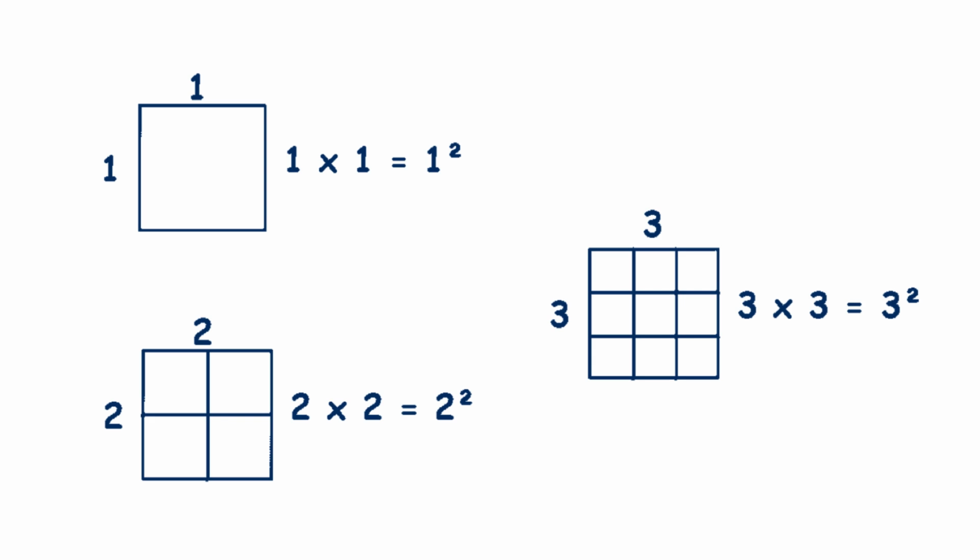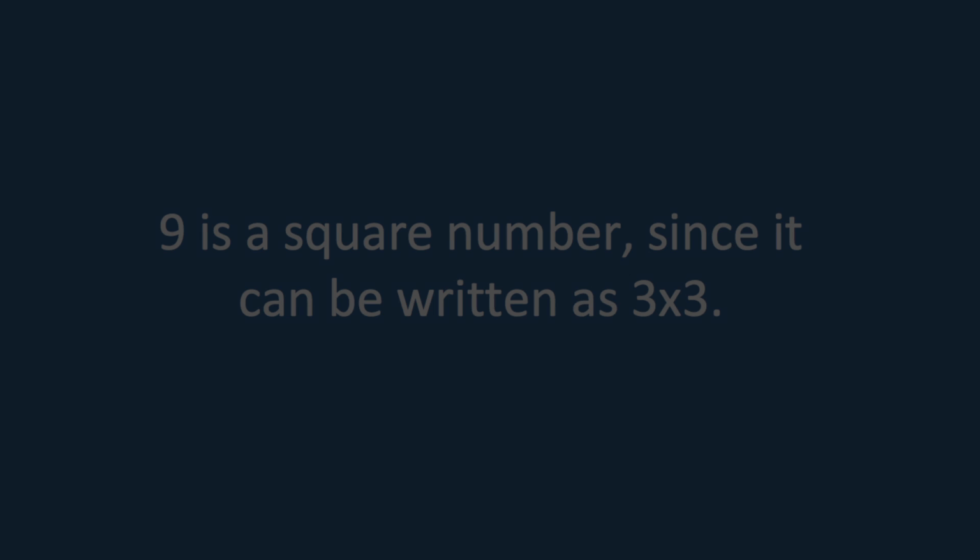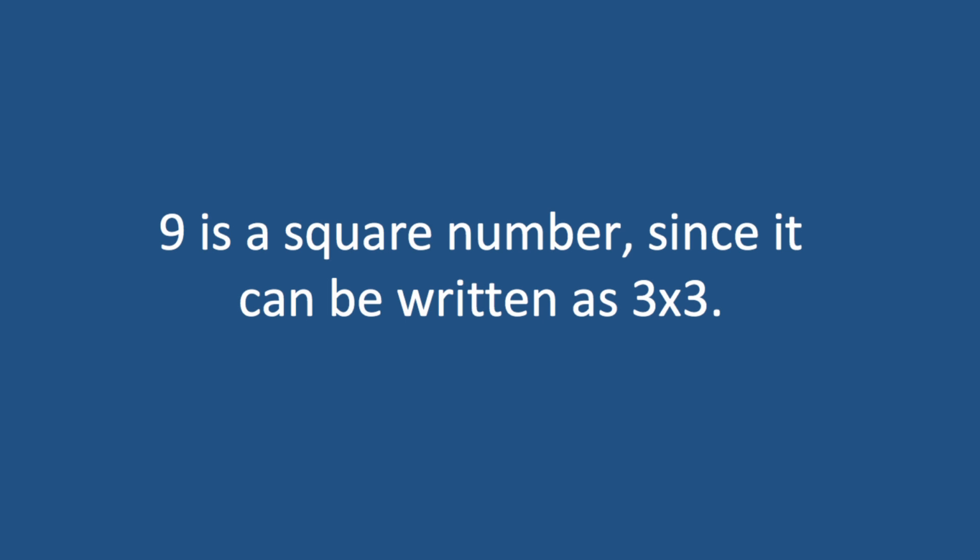In mathematics, a square number, or otherwise called perfect square, is an integer that is the square of an integer. In other words, it is the product of some integer with itself. For example, 9 is a square number, since it can be written as 3 times 3. When you multiply a whole number times itself, the resulting product is called a square number.